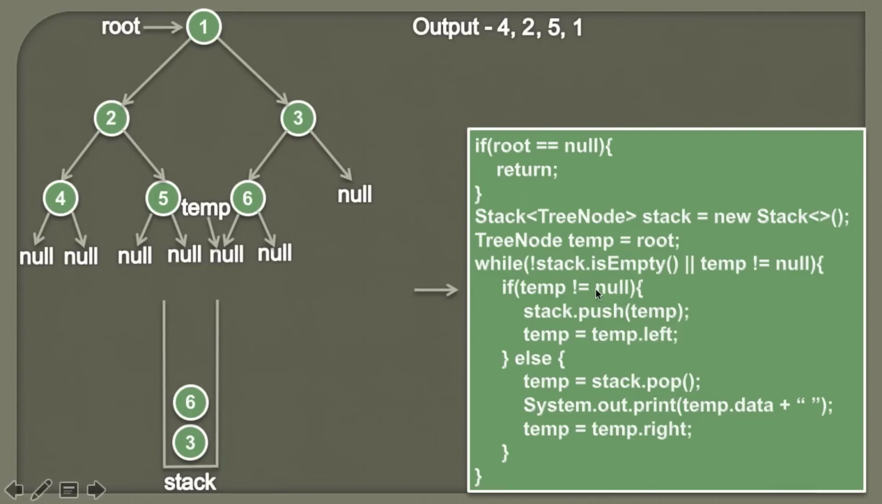We check whether temp is equal to null or not. So temp is equal to null, therefore condition in if block comes out to be false and the else block will be executed. So here as node 6 has no left subtree, therefore we are done with the processing of the left subtree for the node 6. So now is the time that we can visit the node 6.